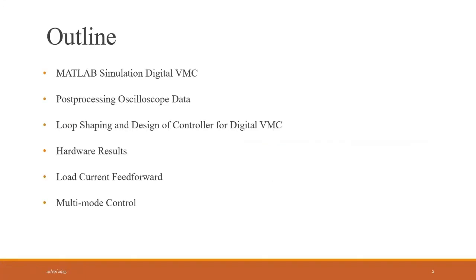So this is the outline for today. First, we will see how in MATLAB we can do simulation for digital voltage control. Then how the hardware waveforms displayed on the oscilloscope can be obtained as data in a CSV file, and how it can be used for post processing and for comparing the hardware results with simulation results. We will talk about certain steps regarding that. Then we will also recap how we are doing loop shaping and design, and how we are designing the controller for digital voltage mode control.